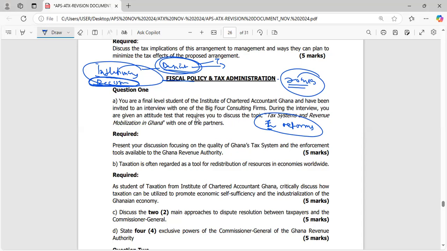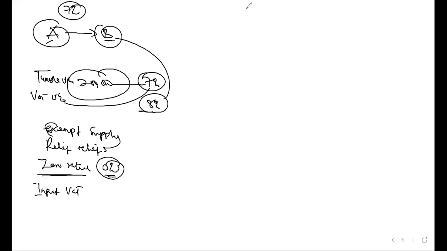Now, for tax reforms, there are three things they can ask you. Tax reforms is just that they want to make amendments to the tax rules, to the tax principles. The three things are: the basic objective, challenges and key tax reforms in Ghana, and how to make tax reforms effective.